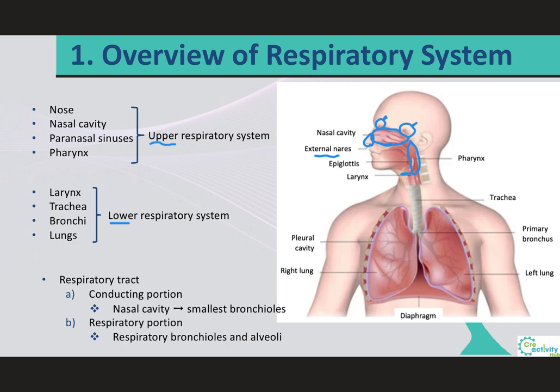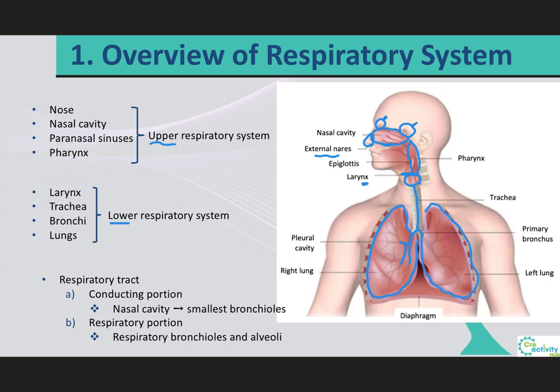The lower respiratory system will start at the larynx, which is right over here. Then we go on to the trachea. The trachea will divide into the bronchi. We can see the division right over here. And then the bronchi will further divide inside of the lungs. So these are the lungs. We have two lungs, one on each side.